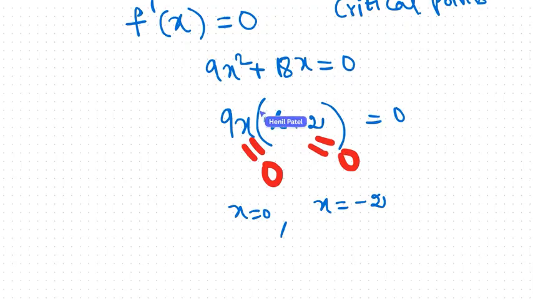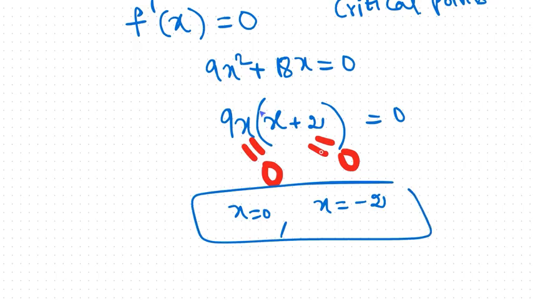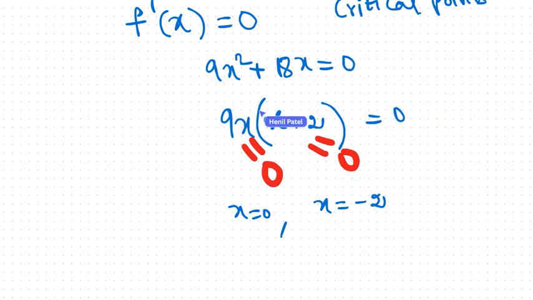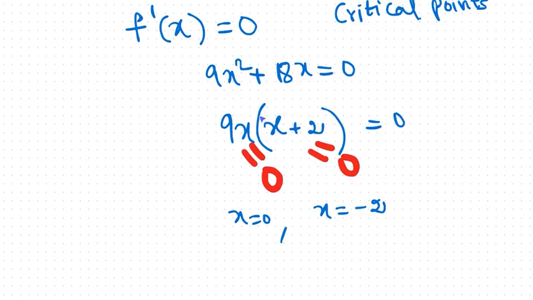So the number which you are multiplying, you can equate that to 0. Yeah. So these two are called critical points. So what will be the question? The question will be to find the maximum or minimum. So this is called the first derivative test.